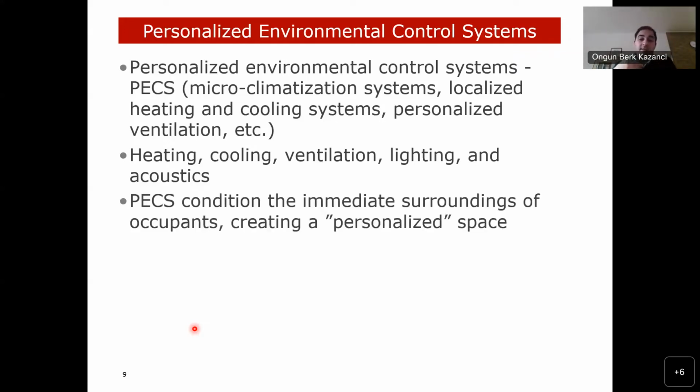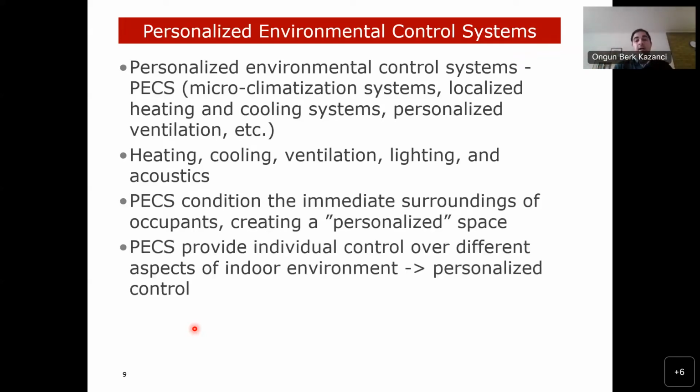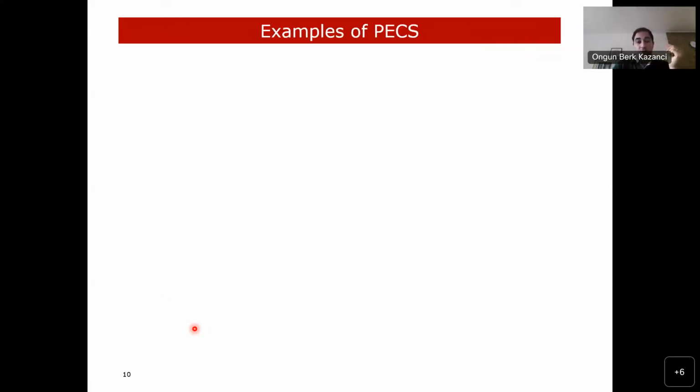Then, as I said, they intend to condition the immediate surroundings of the occupants and not so much the entire space that it's located in. So it creates a personalized space. And one of the main benefits is that it allows temperature, air movement, or other indoor environmental quality factors to be adjusted based on the person's preferences. So it provides personalized control.